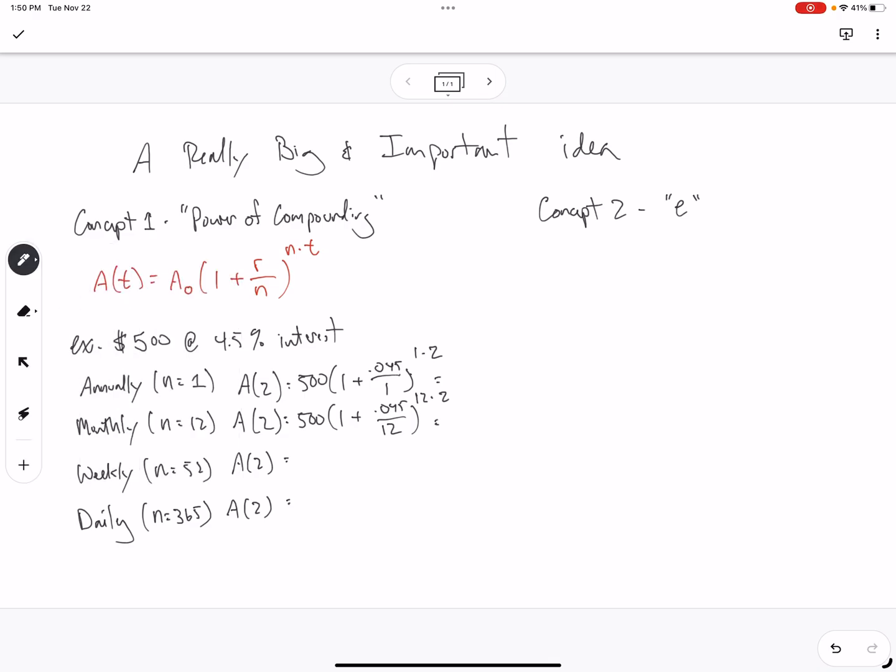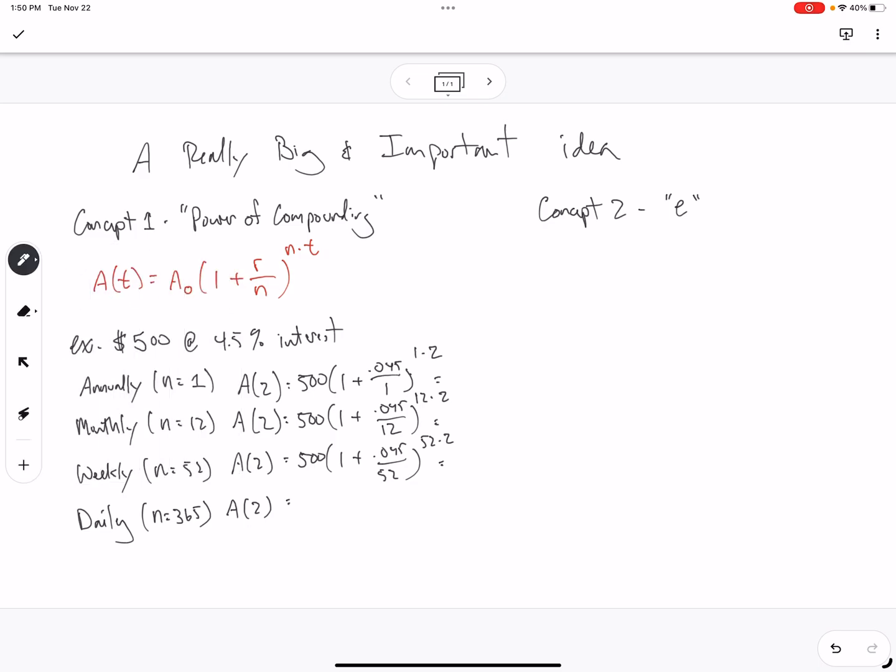Okay, then if we go to weekly, right? So we're going to compound more often. We're going to subdivide more. Still borrowing $500, plus 1.045 over 52 weeks, 52 weeks to the second power, because we're still doing 2 years. Run that in your calculator just for kicks and grins. You'll get a number that's a little bit bigger than these, but get them in your notes.